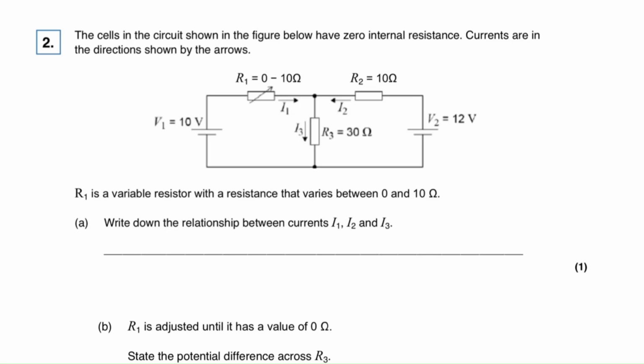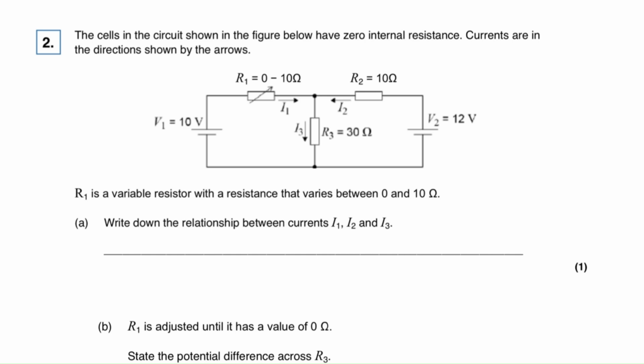So this question looks more difficult than it really is. When you see a complex circuit like this, it's probably Kirchhoff's first and second laws that you'll need to apply. So it says the cells in the circuit shown in the figure below have zero internal resistance. Currents are in the directions shown by the arrows.